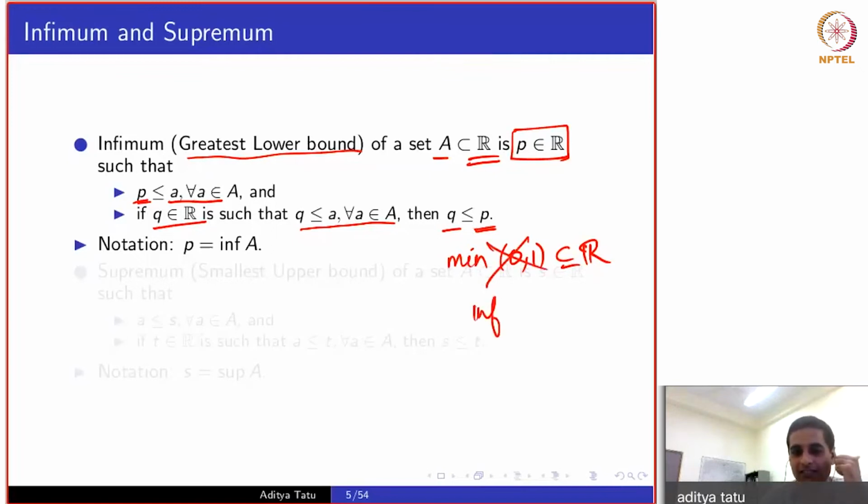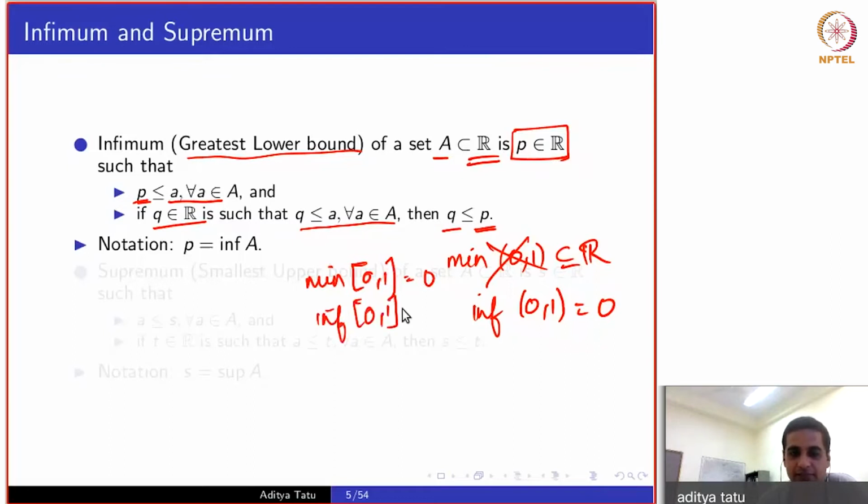But what is the infimum of this set? Infimum is 0. Exactly. So you can see that this P that we claim to be the infimum need not belong to this set A; it comes from R. That's the crucial difference between minimum and infimum. The minimum of the closed set 0 to 1 is of course 0, and in this case the infimum will also agree with the minimum. That's the difference between infimum and minimum. The notation is inf of the subset.